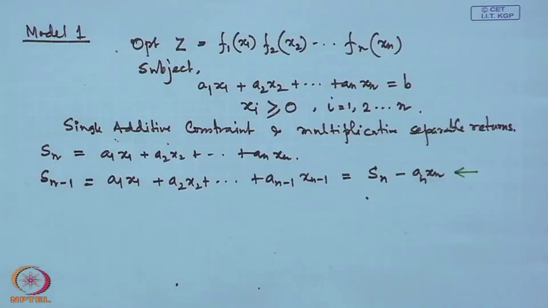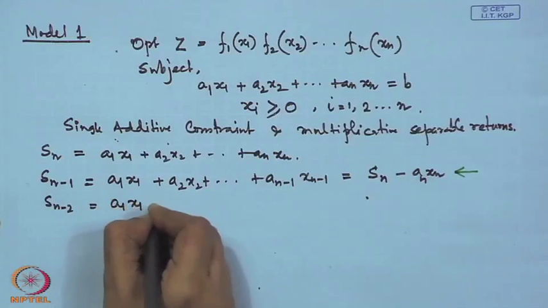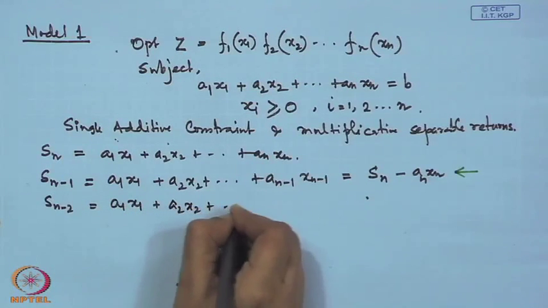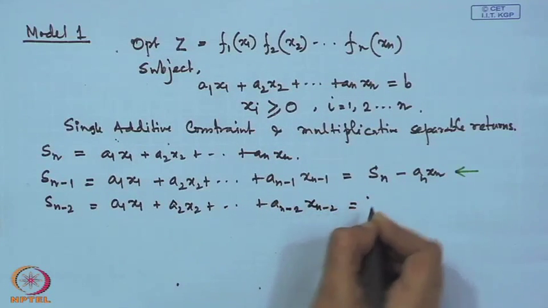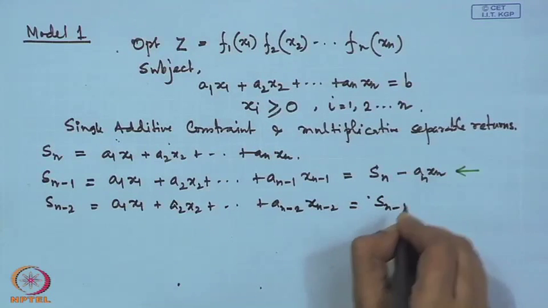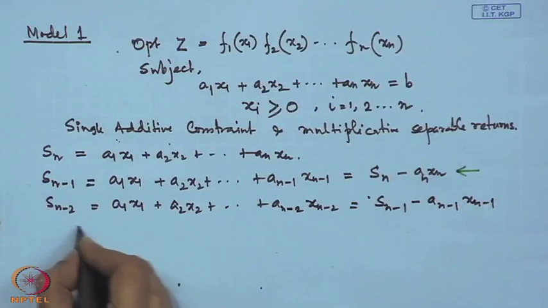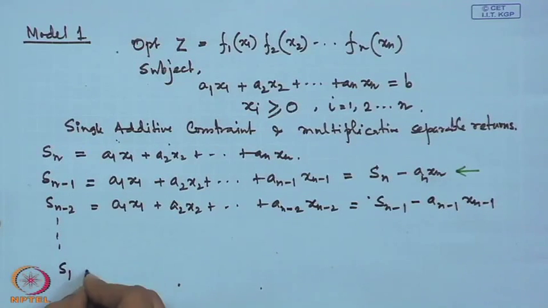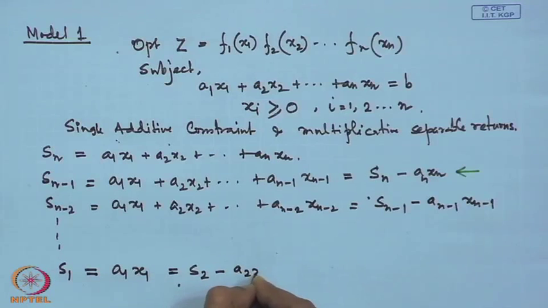Let us move to the next, Sn minus 2, which is equal to a1 x1 plus a2 x2 up to a n minus 2 x n minus 2. Certainly, again the state transformation equation is Sn minus 1 equals a n minus 1 x n minus 1. Similarly, if I proceed further, we will get S1 equal to a1 x1, and this is certainly dependent on the previous state, that is S2 minus a2 x2, and this is the state transformation equation.